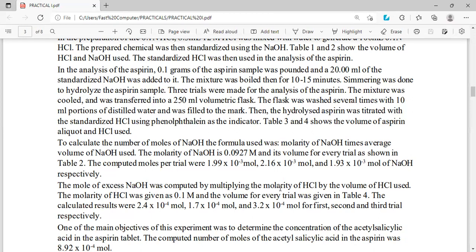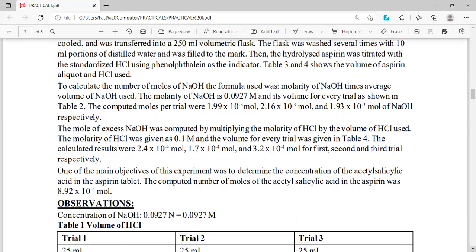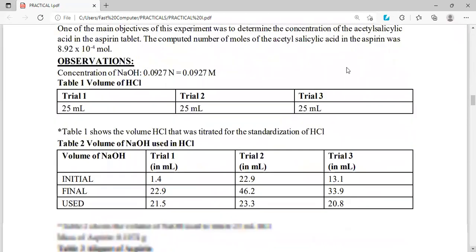The moles of HCl were computed by multiplying the molarity of HCl by the volume of HCl used. The molarity of HCl was given as 0.1 molar, and the volume for every trial was given in Table 4. The calculated results were 2.4 × 10^-4 mole, 1.7 × 10^-4 mole, and 3.2 × 10^-4 mole for the first, second, and third trial respectively. One of the main objectives of this experiment was to determine the concentration of the acid in the aspirin, which was 8.92 × 10^-4 mole.